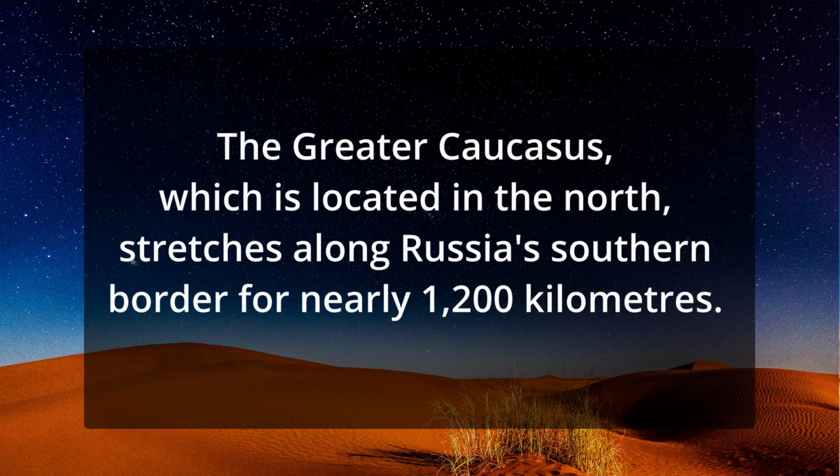This mountain range is distinguished by two parallel ranges that span from the Caspian Sea in the east to the Black Sea in the west. The Great Caucasus, which is located in the north, stretches along Russia's southern border for nearly 1200 kilometers. Having several glaciers, it is a young mountain range with a high elevation.